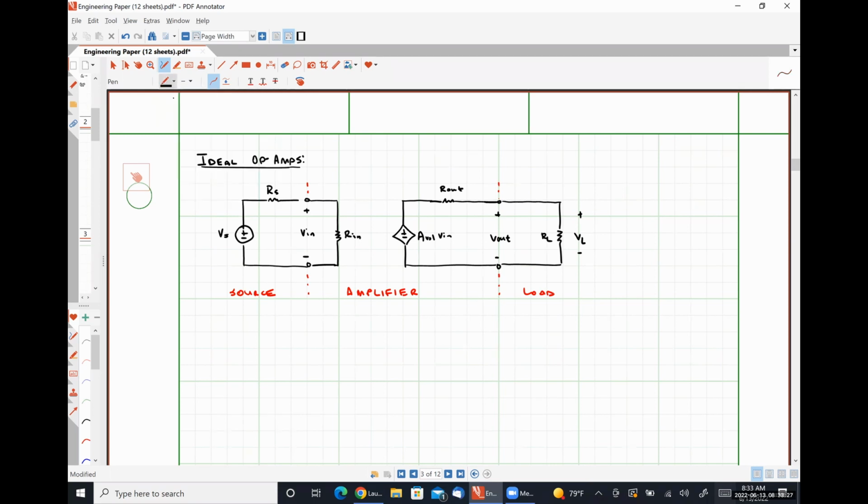So the ideal behavior of this type of circuit, as we've previously discussed, would be that VL, our load voltage, is a scaled version of VS, our source voltage. So now we're going to talk about what values of Rin, R out, and AVOL make that happen.